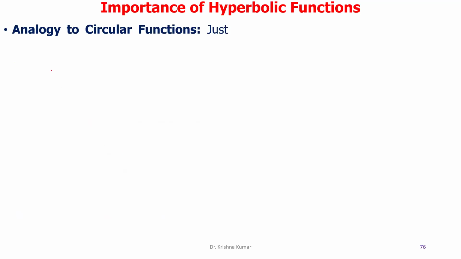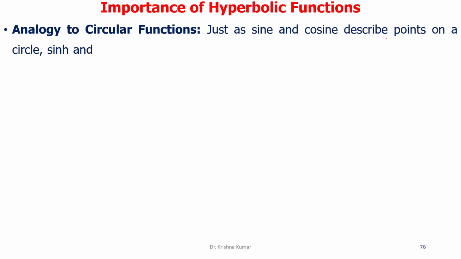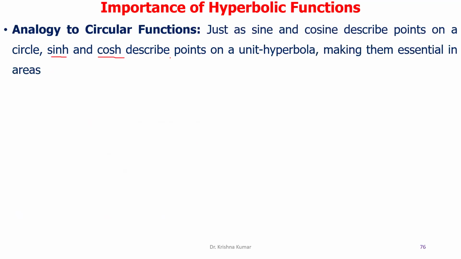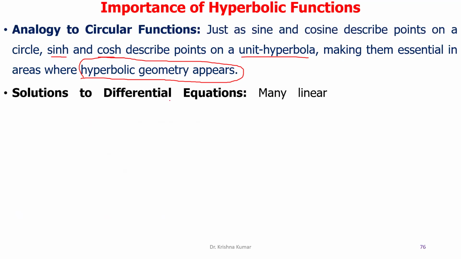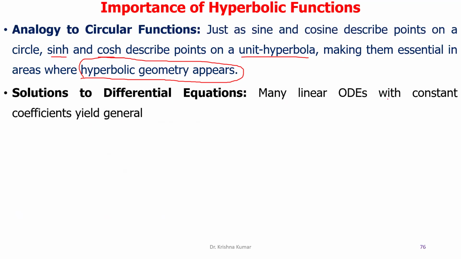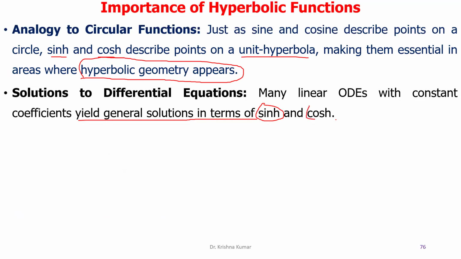The first importance is the analogy to circular functions. Just as sine and cosine describe points on a circle, sine hyperbolic and cosine hyperbolic describe points on a unit hyperbola, making them essential in areas where hyperbolic geometry appears. And we have already proved that it satisfies the equation of a hyperbola. Then, solutions to differential equations. Many linear ordinary differential equations with constant coefficients yield general solutions in terms of sine hyperbolic and cosine hyperbolic.